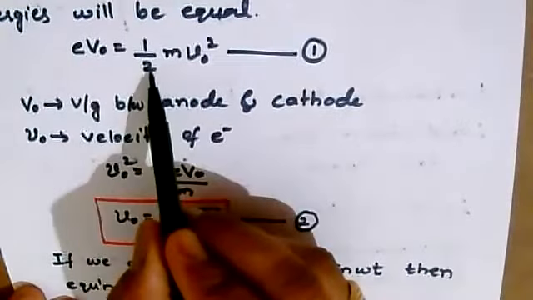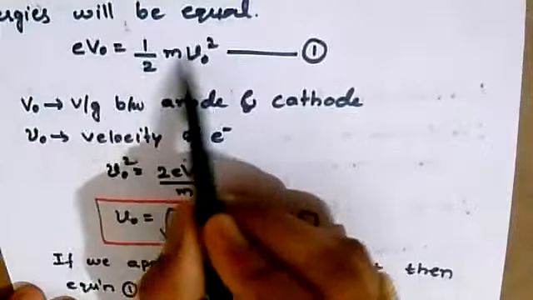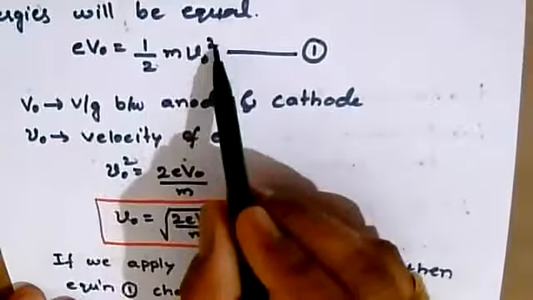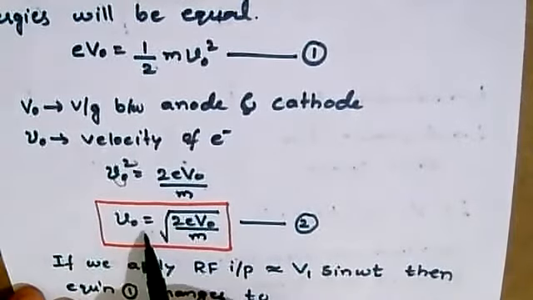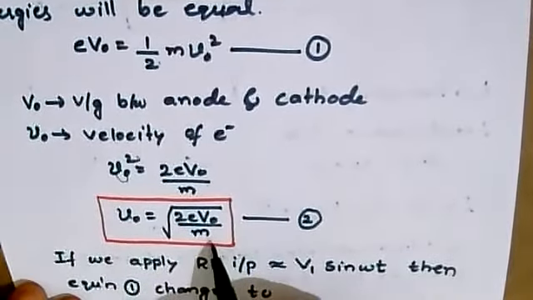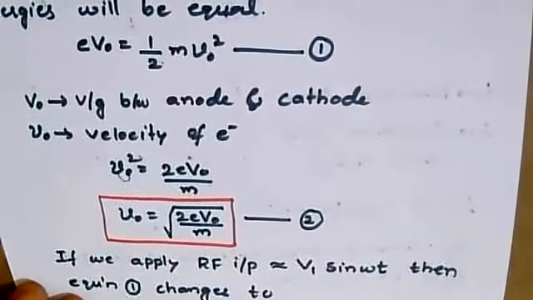Now this is taken as 2eV0 by m. It is taken over here, and this is v0 square. Now taking the square root on both sides, we get v0 is equal to root of 2eV0 by m. Let this be equation 2.